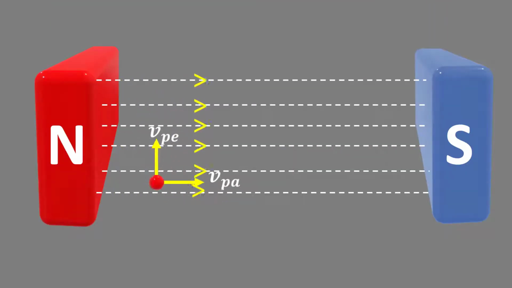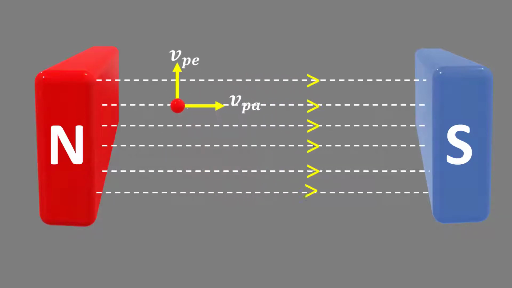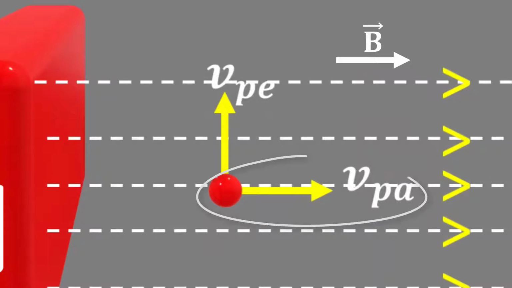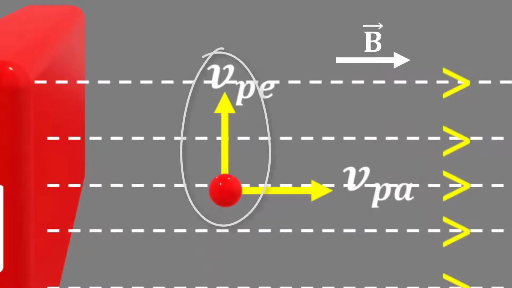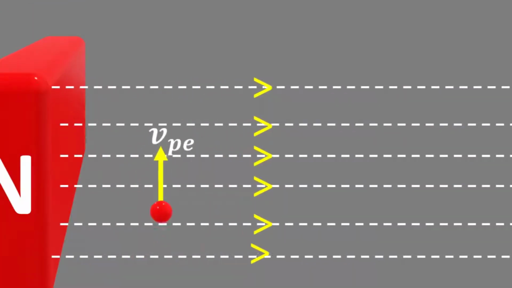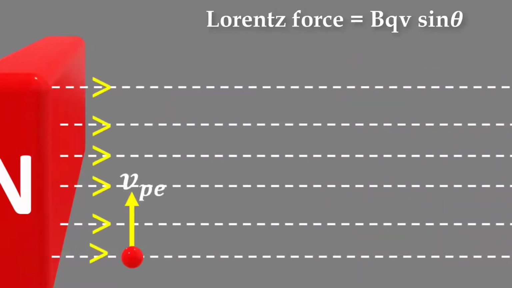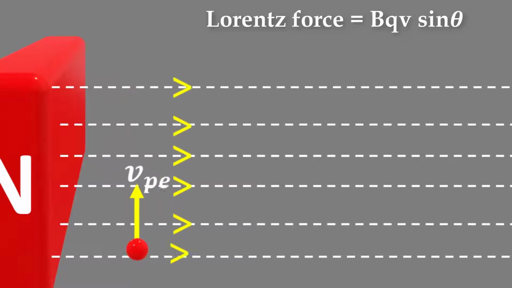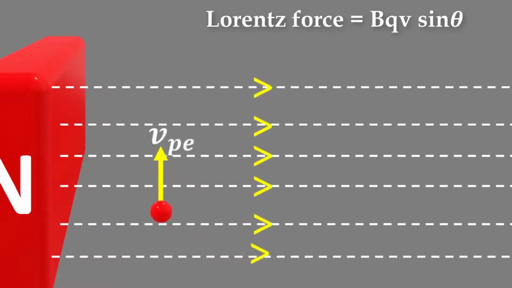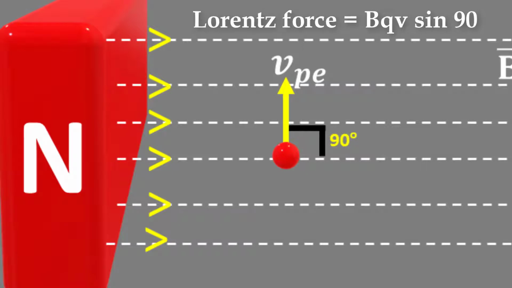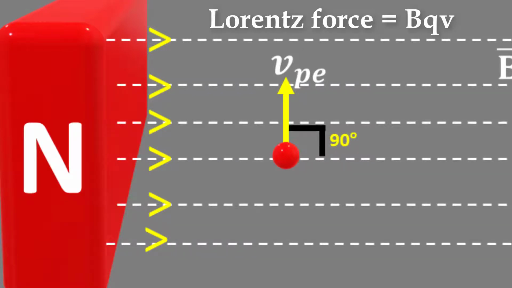Any particle moving with some velocity can be split up into two components. One component is parallel to the magnetic field, while the other component is perpendicular to the magnetic field. First, consider the velocity component which is perpendicular to the magnetic field. The magnitude of the force is given by the Lorentz force, BqV sin theta. Since the angle between B and v is 90 degrees, the magnitude of the force is BqV.